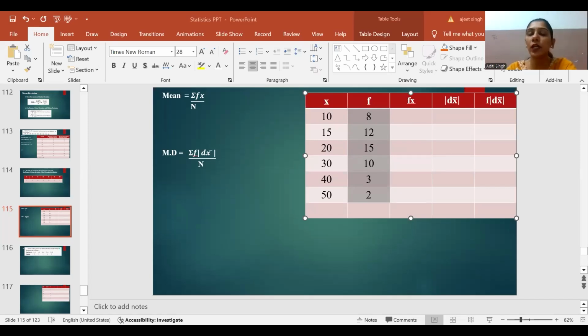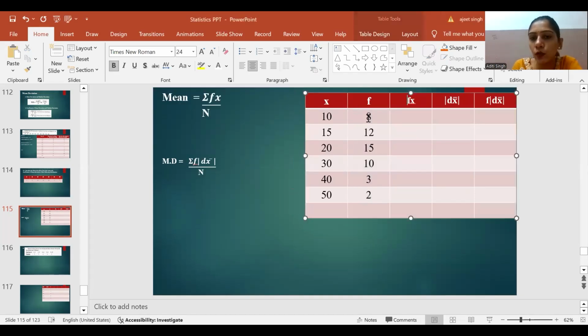The formula for calculating mean in discrete series is sum of fx divided by n, which means sigma fx divided by n. So this is the formula for calculating mean. First of all, we have to calculate the value of fx so that we can take the sum of all the values of fx. So let's multiply x into f.